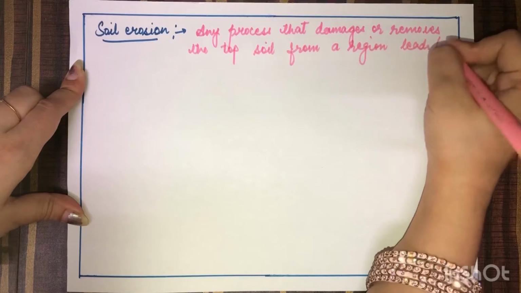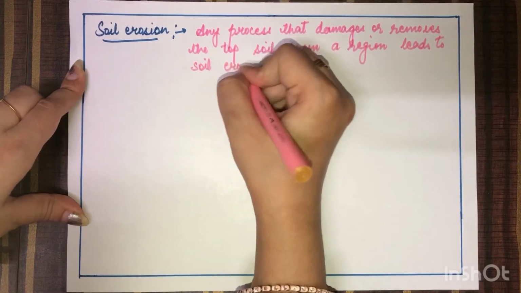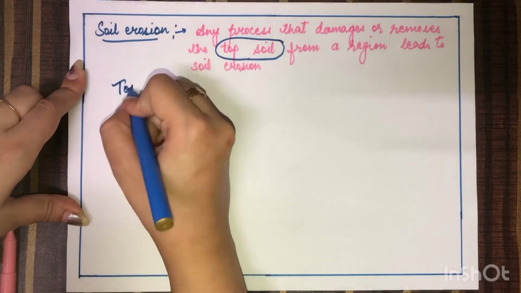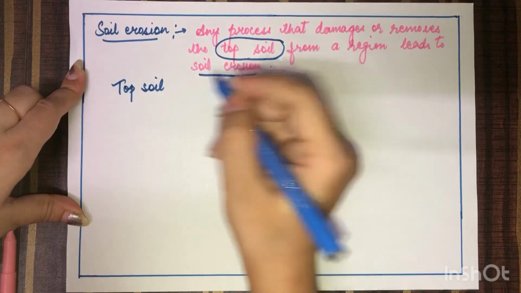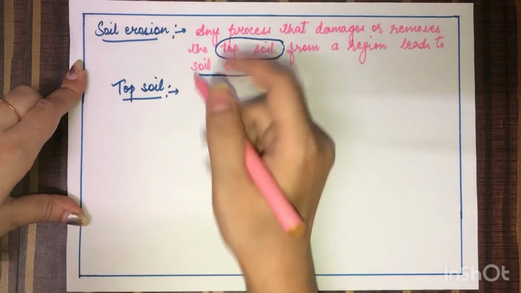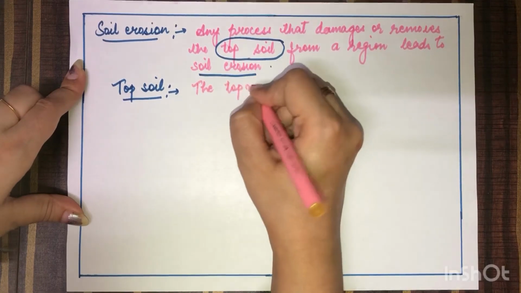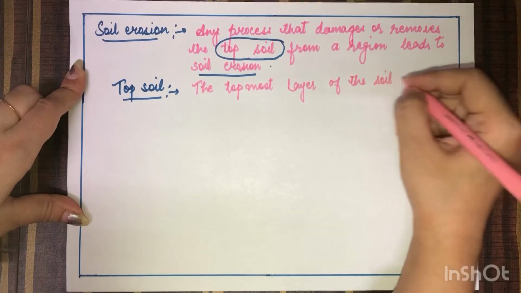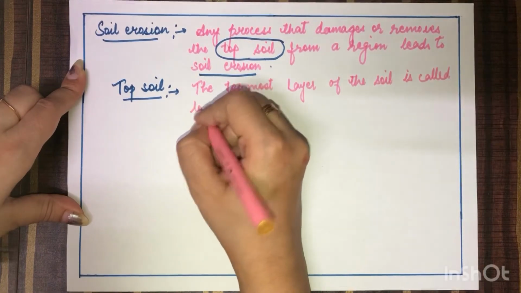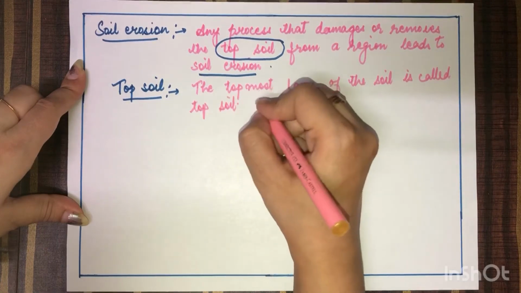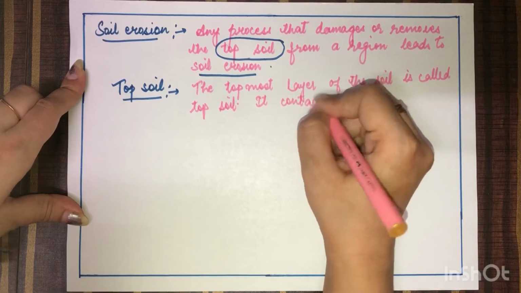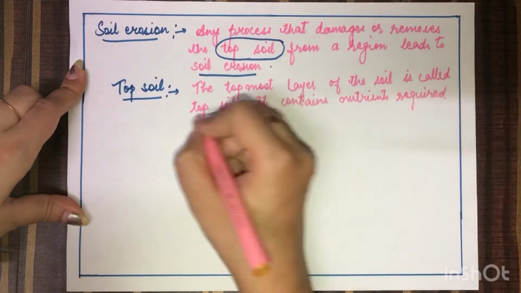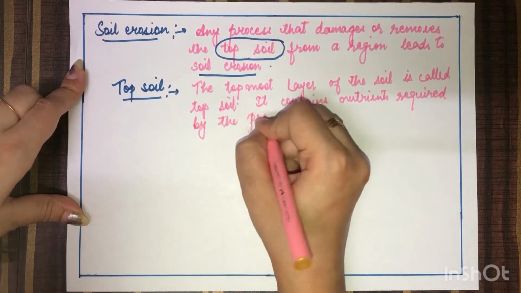Leads to soil erosion. Now, before moving further, what is topsoil? Look over here, what is topsoil and why the removal of topsoil can lead to soil erosion. Now, topsoil is the topmost layer of the soil. It is called topsoil. Now, why is it necessary? Because it contains nutrients required by the plants for proper growth of plants.